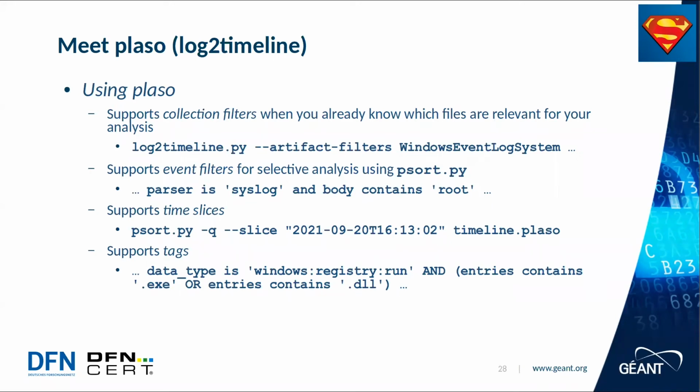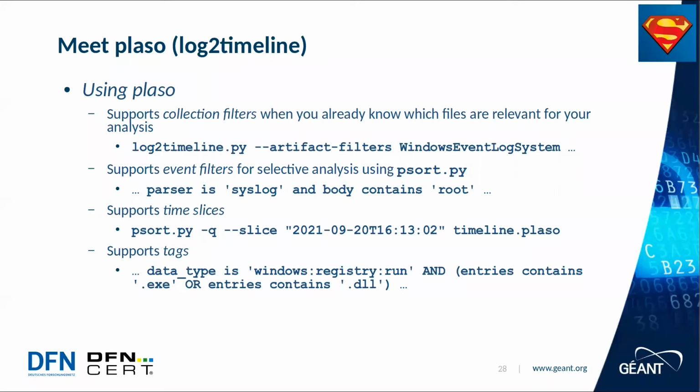When analyzing things, you can use what they call event filters. For example, you can say, I'm only interested at this point in time in everything provided by this log and every body file which contains root. Root in this log is probably something interesting I want to look at. So don't show me the whole super timeline, just the artifacts I'm interested in.